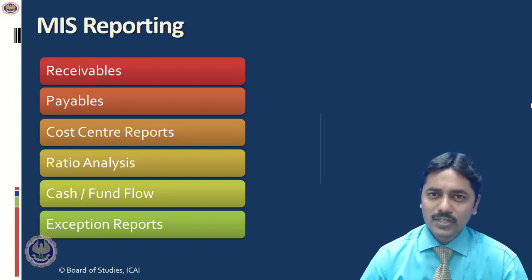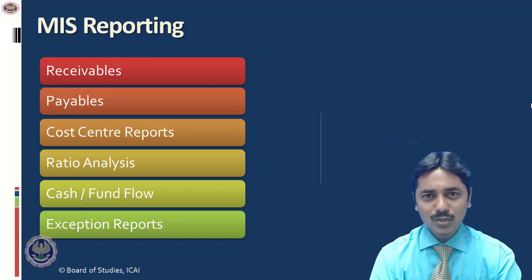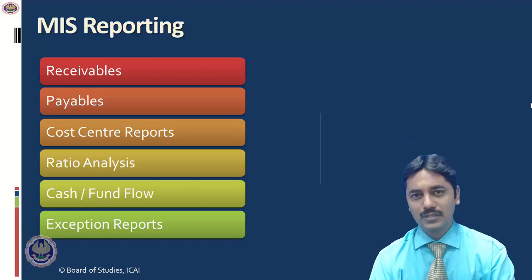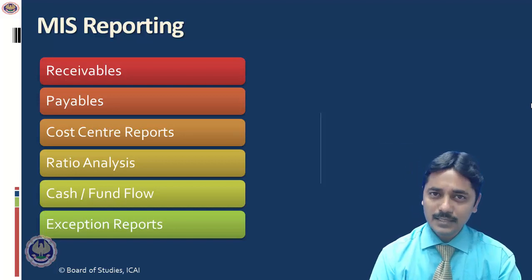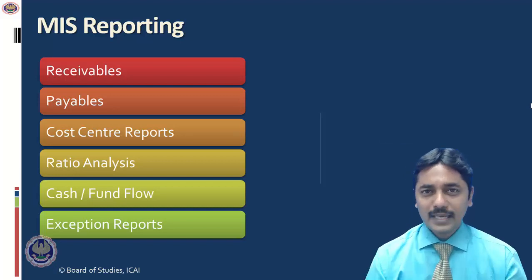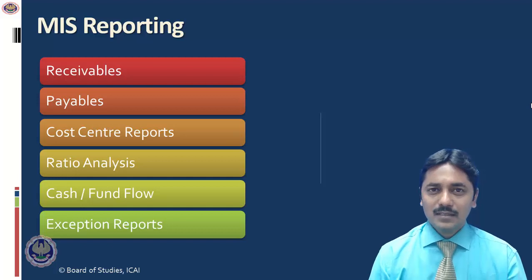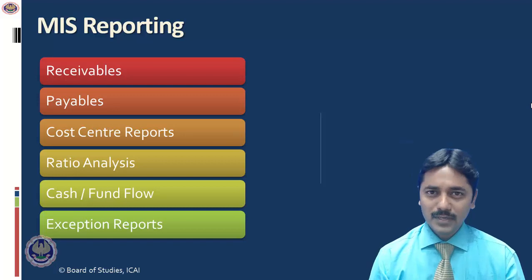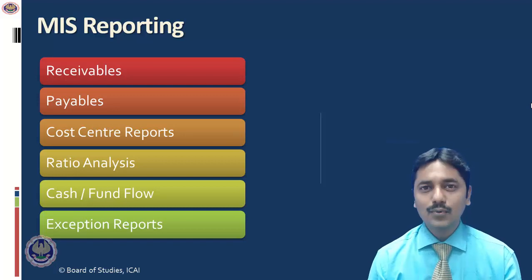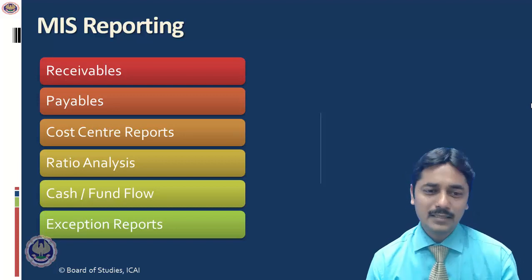Cash/fund flow information is something near and dear to every management, because people are interested in knowing their cash/fund position. Fund stands for working capital, that is the difference between current assets and current liabilities. The cash flow statement basically shows us the movement of cash during a particular period. By default it is prepared on a monthly basis, but you can get a report for any number of days starting from any date and ending on any date.